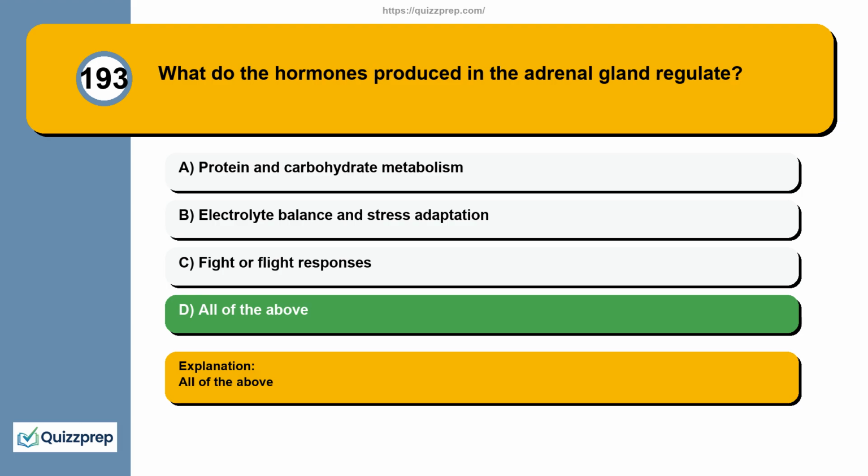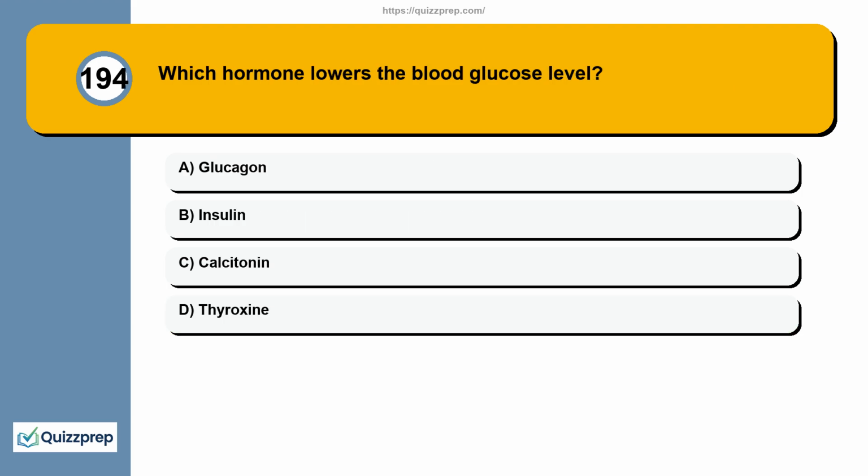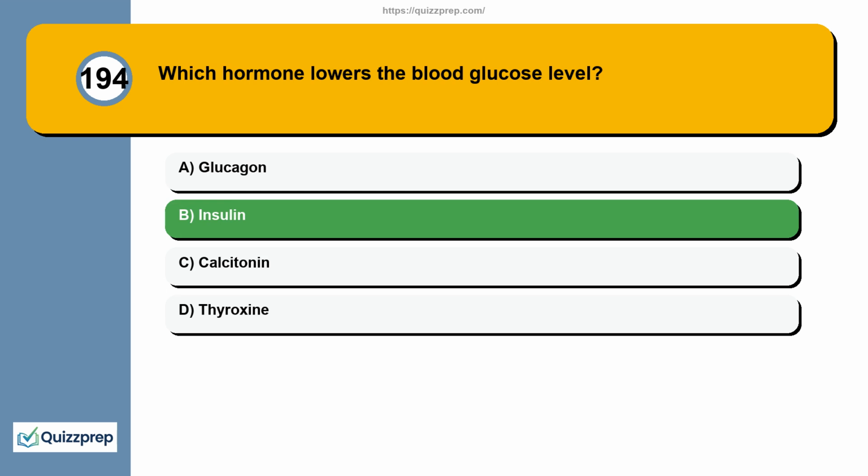All of the above. Question 194. Which hormone lowers the blood glucose level? Option A, glucagon. Option B, insulin. Option C, calcitonin. Option D, thyroxine. The correct answer is option B, insulin.